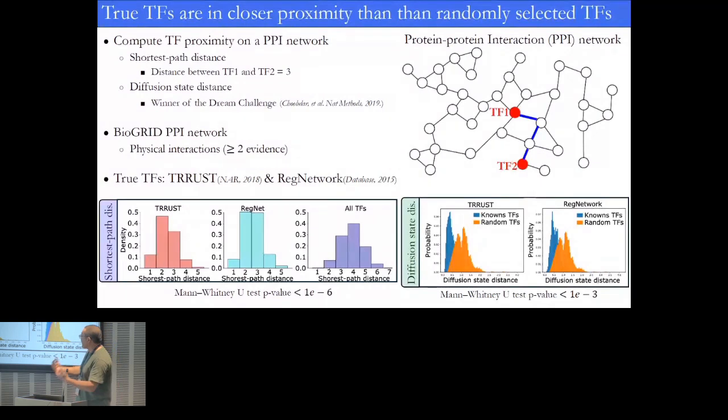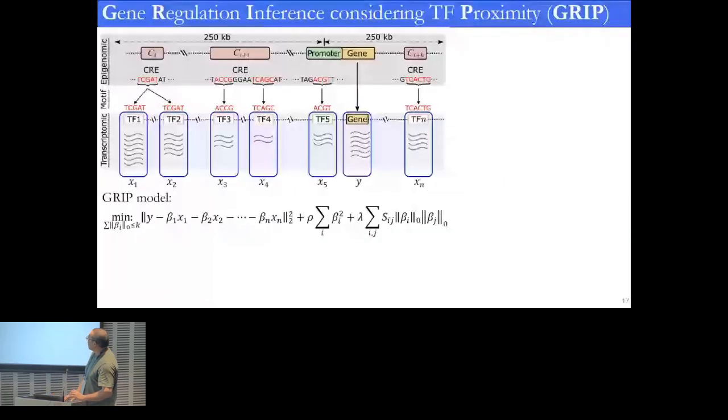Okay. The next thing is how we can design a model to incorporate such information into a computational model. It has not been done before. So here we propose our model, GRAPE. Basically, it looks like this.